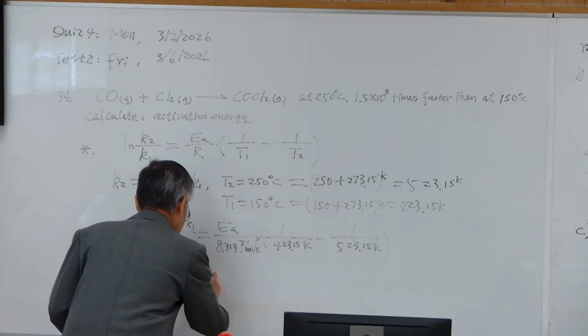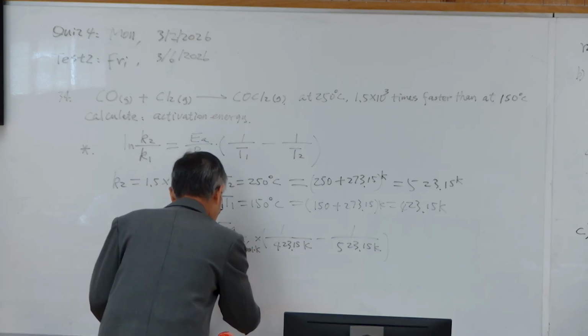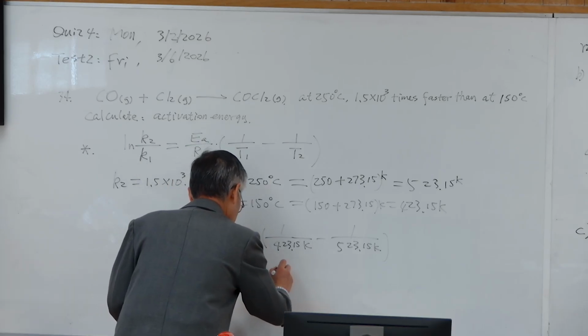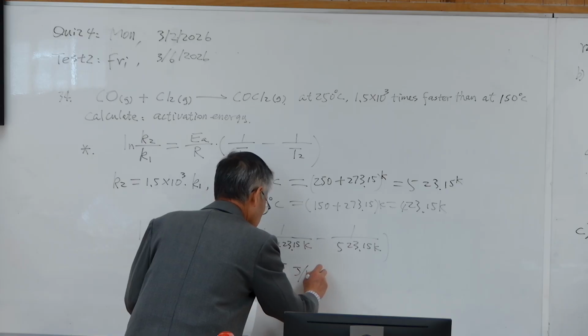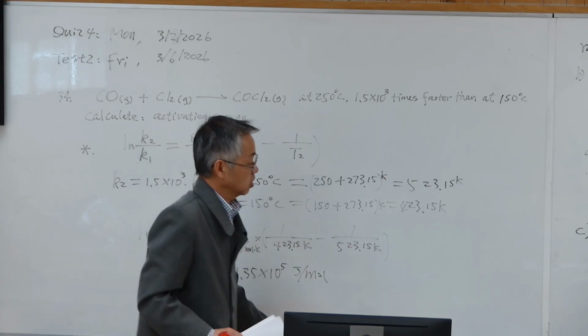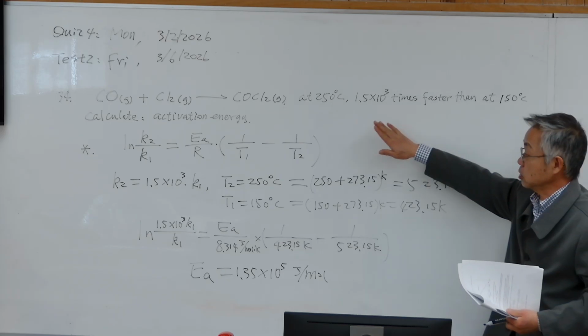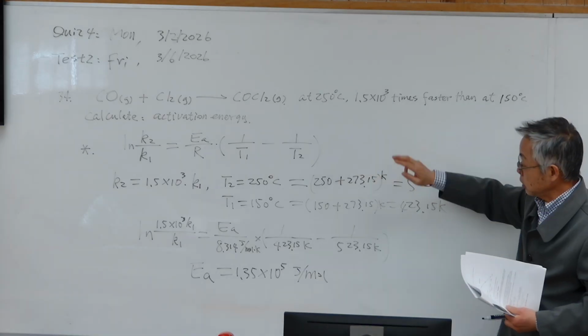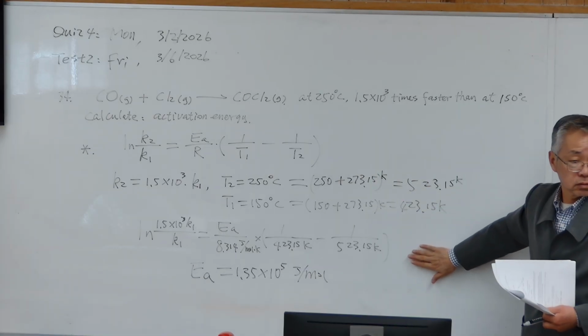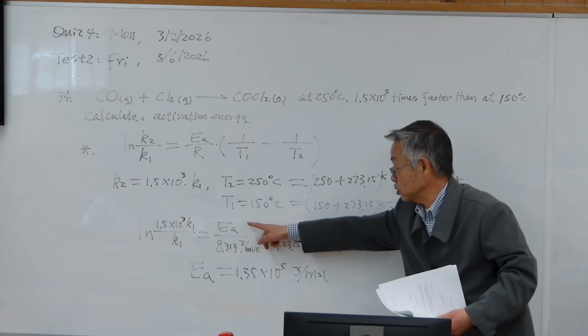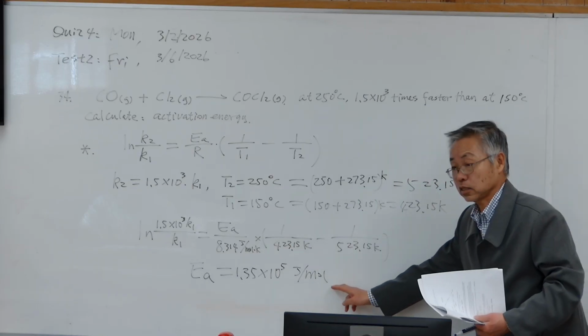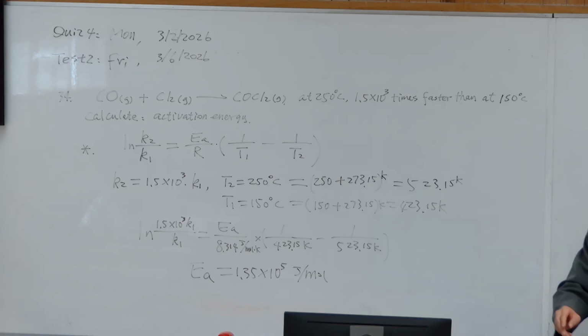So EA will be 1.35 times 10 to the fifth power. So it should work. It's three minimal steps. First, the general equation. Second, plug in the necessary numbers. Then solve for what you want, right? Then last step, give the answer. This is the necessary work.